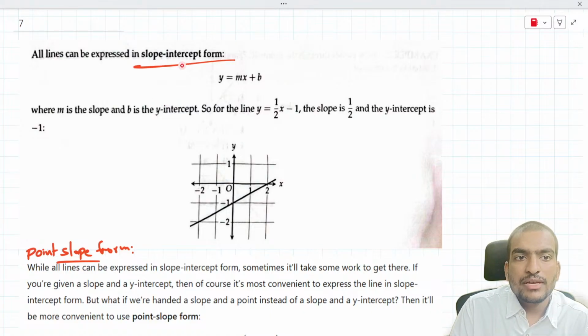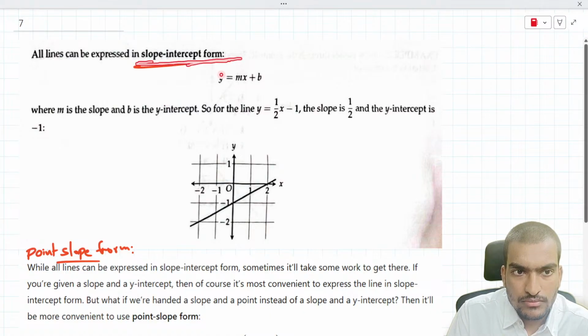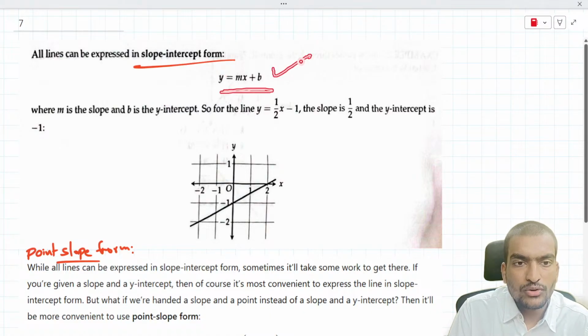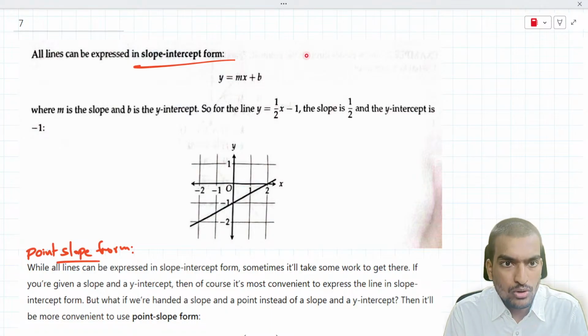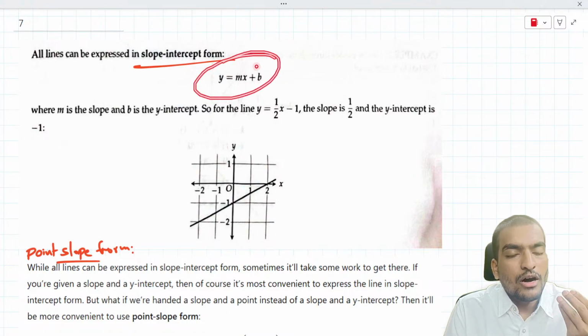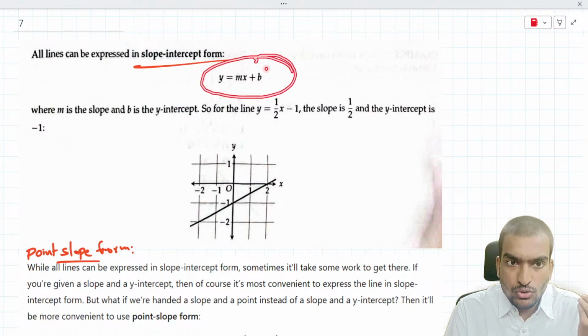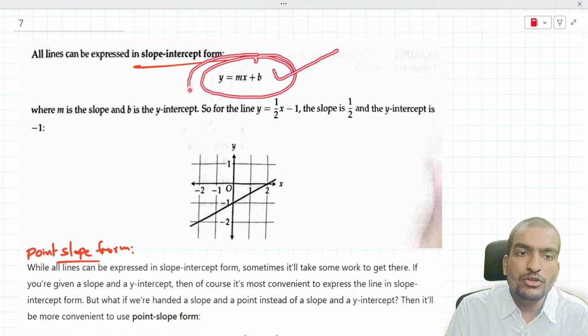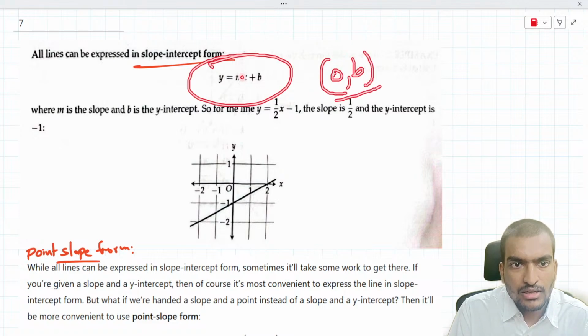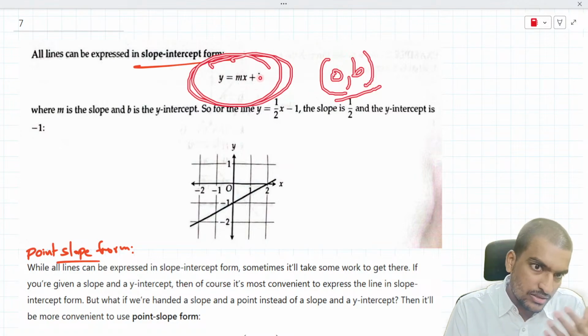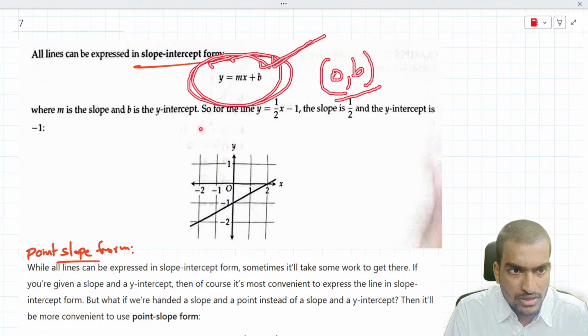All lines can be expressed in slope-intercept form. You already know what slope-intercept form is and how we got it. Taking the slope, and in the slope, if you substitute the y-intercept, you are going to get this. Y-intercept means x equals 0 and b. If you substitute that into the slope, it will be formed this way. This is the slope-intercept form.